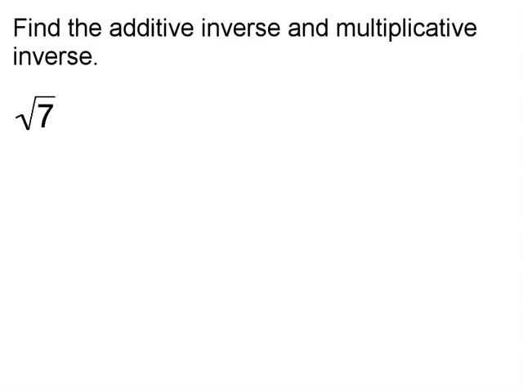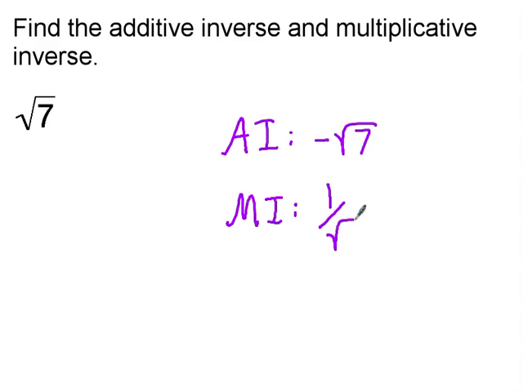All right, let's look at the next one. Find the additive inverse and the multiplicative inverse. Ooh, good one. What's your additive inverse? Negative square root 7. What's the multiplicative inverse? 1 over root 7, right? But there's one of my rules. I don't let you ever have square roots in the denominator. It's bad. Okay? So we've got to get rid of that square root.